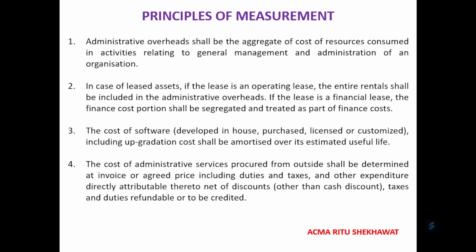So now the point is that 40,000 is a finance cost which should be separated and the rest should be taken as administrative overheads. So this is point number 2, in which we have discussed 2 types of lease assets, that is operating lease and finance lease. Moving further to point number 3, the cost of software including upgradation cost shall be amortized over its estimated useful life.